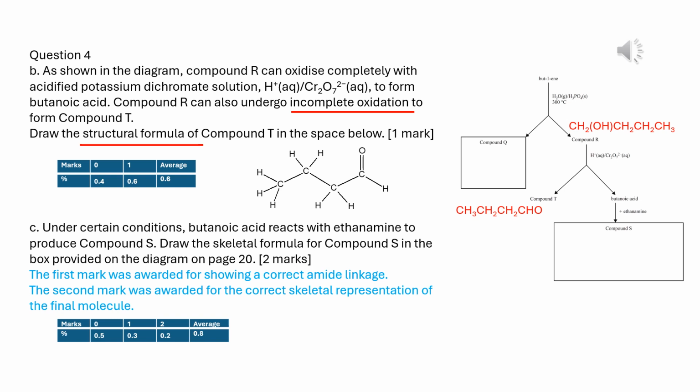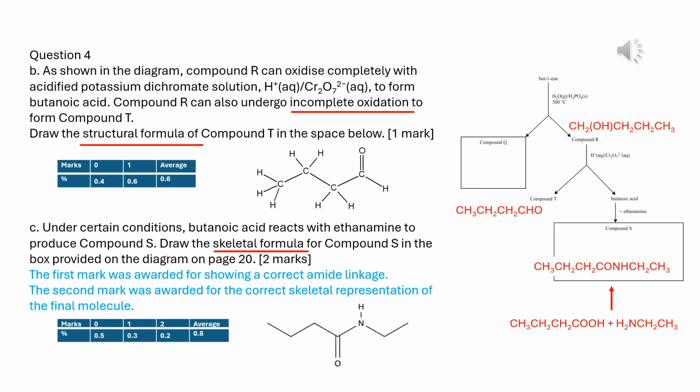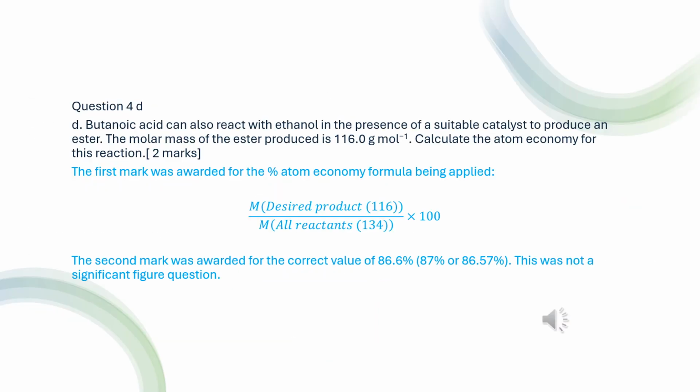A carboxylic acid and an amine undergo condensation to produce an amide. So, the compound S is an amide. Draw an amide linkage and other bonds in the skeletal formula. Step by step, calculate the atom economy; no significant figure is asked.